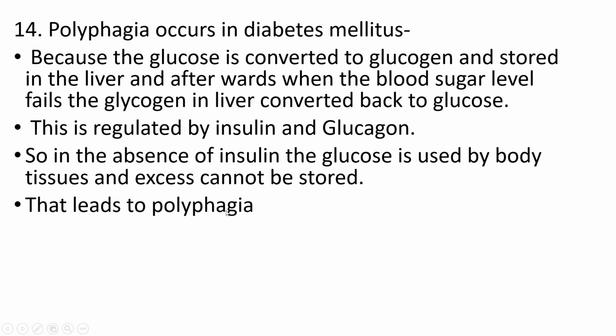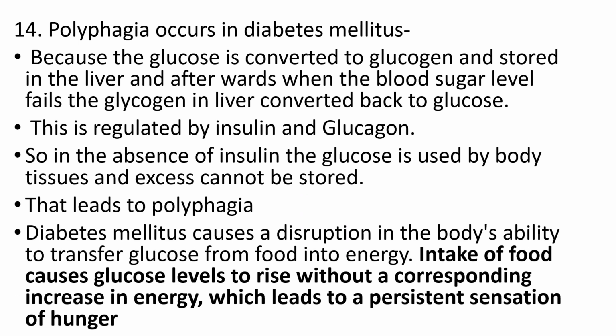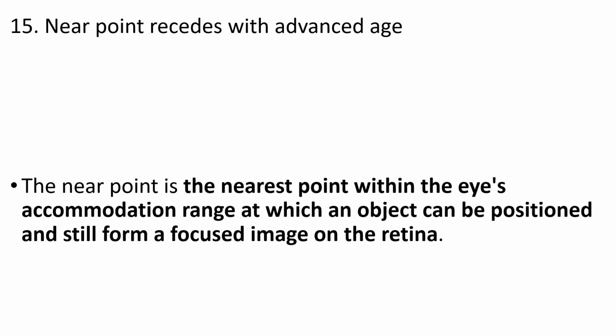When the body tissues lack glucose, the nerve tissue relays the message to the brain that we are feeling hungry. Diabetes mellitus disrupts the body's ability to transfer glucose from food into energy. Intake of food causes glucose levels to rise without a corresponding increase in energy, which leads to a persistent sensation of hunger. The fifth question is, near point recedes with advanced age.